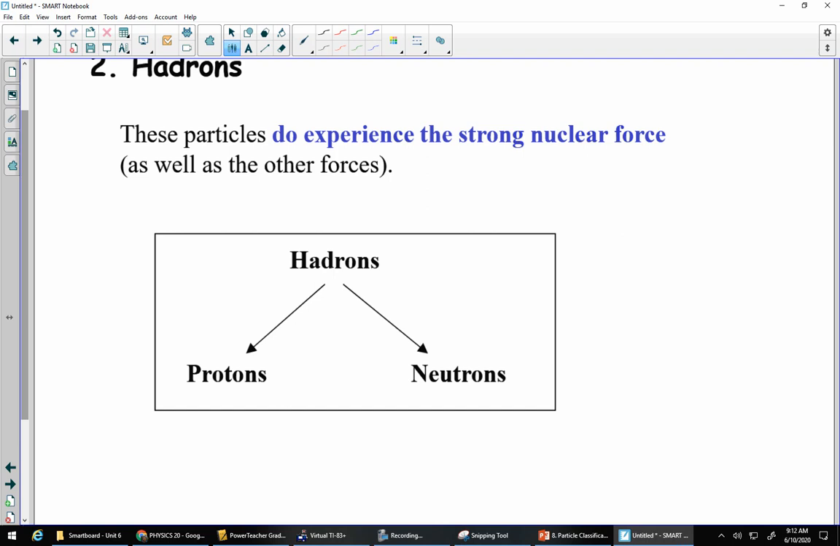Hadrons do experience the strong nuclear force and all of the other forces. So they experience all the forces. The ones that we're familiar with are protons, neutrons, and of course their corresponding antiparticles.